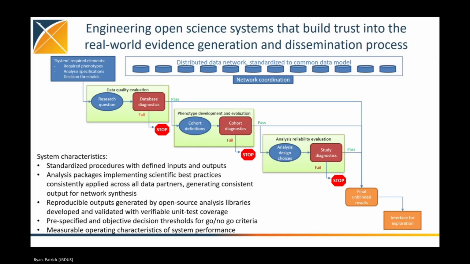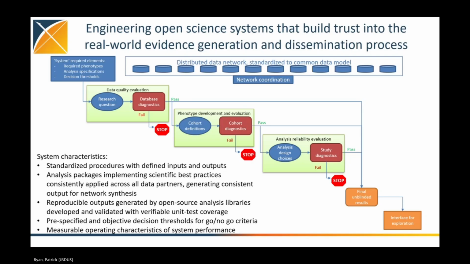If there are some data sources that are fit for use and we pass that objective criteria, we can move on to think about our phenotype development and evaluation framework, that step of identifying the cohorts of interest in any given study. It is possible, in fact, it frequently happens, that despite our interest in a research question, the data doesn't support our ability to identify the exposures of interest or the outcomes of interest, in which case we need to stop and say our data is not sufficient for this question.